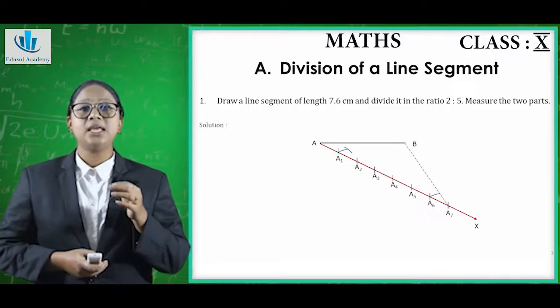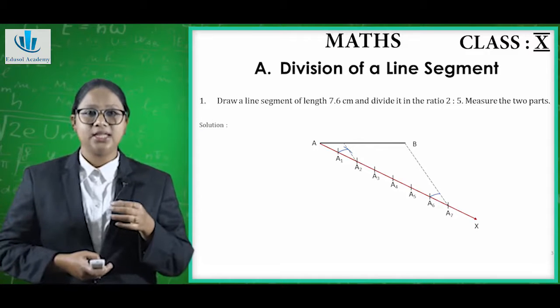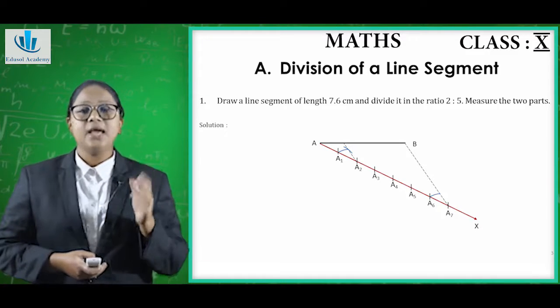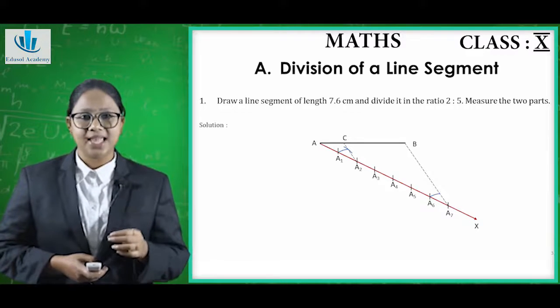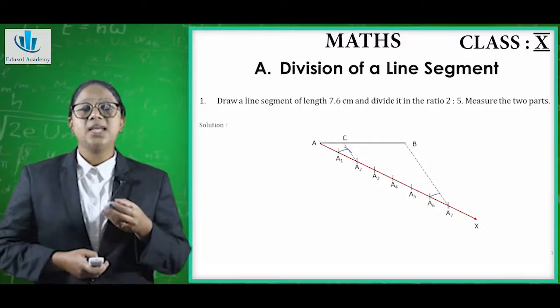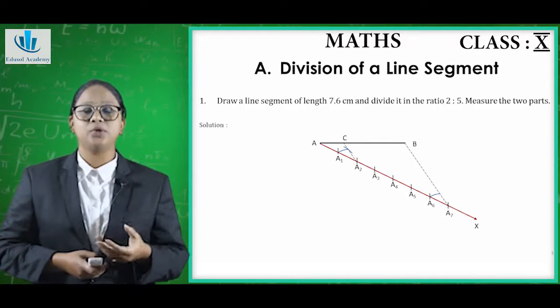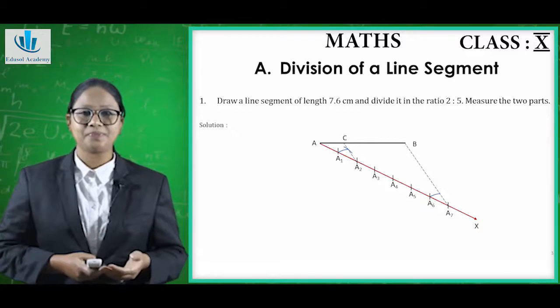Now join the division A2 with that intersecting point and extend it to the line AB. Now let that point where the new line touches AB be C. Now we have got a point C that is dividing AB in the ratio 2:5. That's it in this construction.